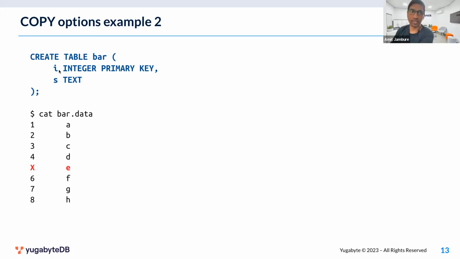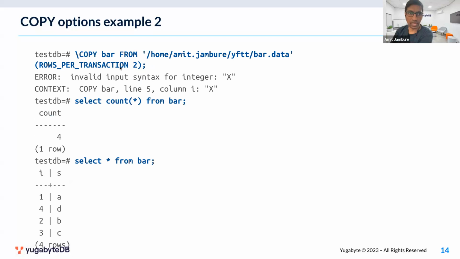So here is the example. I have one very trivial table which has a string, an integer and a string column, and this is the sample data. Take a look at this 5th row. It has one error. The column expects an integer, and I have added x, a character value. When I run the copy command with this file, it is going to fail at this line. Now let's see what will happen if we use rows per transaction as 2.